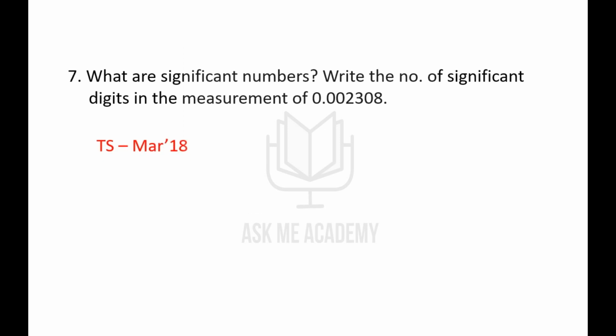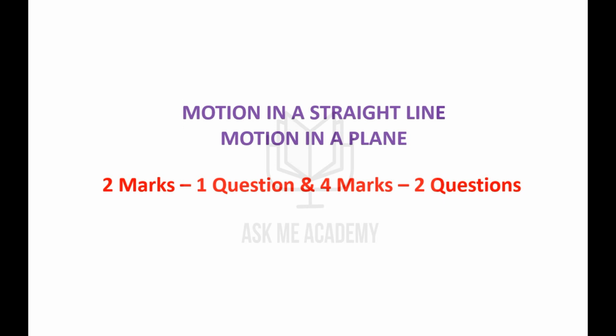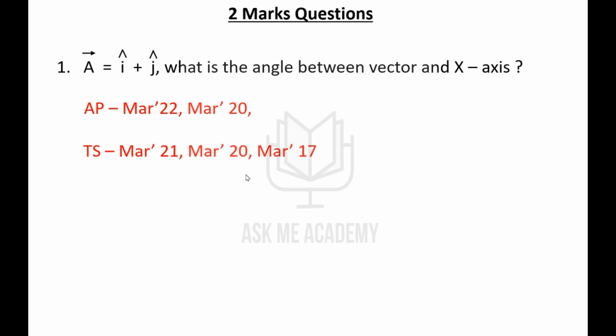Now let's go to the next chapter, which is motion in a straight line and motion in a plane. Combined questions come from these chapters. Generally you get 1 2 marks question and 2 4 marks questions. Let us go to the questions. The first question is, vector A is equal to i cap plus j cap. What is the angle between the vector and x axis? This was asked 2 times in AP and 3 times in Telangana.